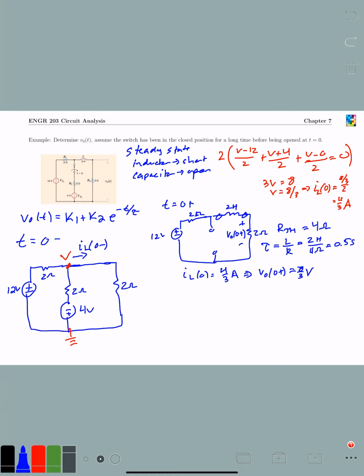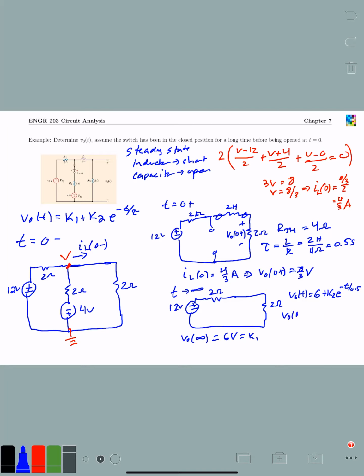Anyways, getting back to the problem now, the third time period we'll always look at is infinity. And when you have infinity here, it's going to go back to being in steady state. And steady state means that we are going to lose the inductor. So the inductor becomes a short. And so we can find that V0 of infinity here by voltage divider, which is 6 volts. And that's always going to be your K1. So V0 of t is 6 plus K2 e to the negative t over 0.5.